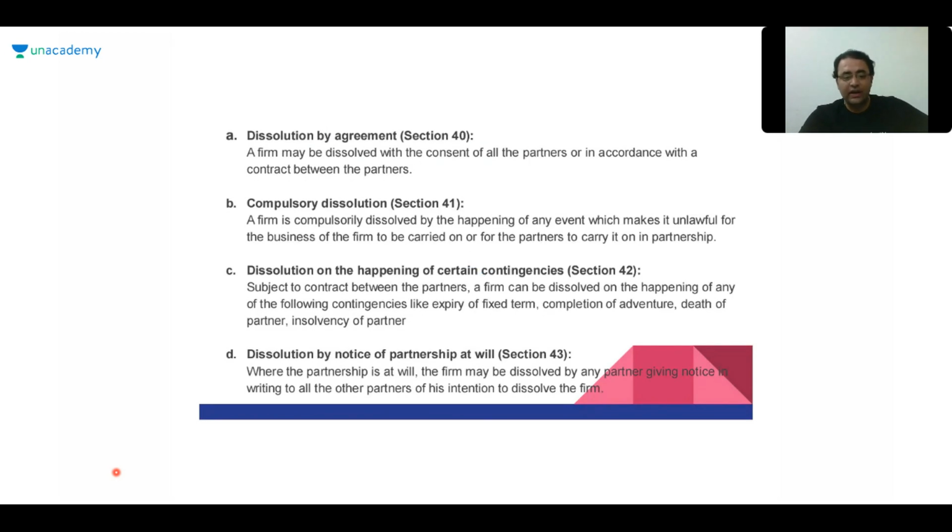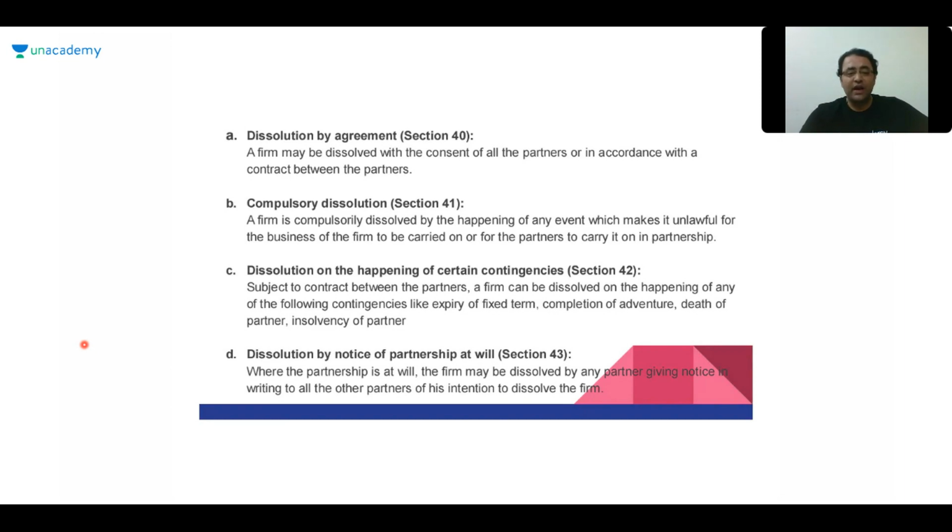Let's quickly run through what it means. Dissolution by agreement. A firm may be dissolved with the consent of all the partners or in accordance with the contract with the partners. Compulsory dissolution. A firm is compulsorily dissolved by the happening of any event which makes it unlawful for the business of the firm to be carried on or for the partners to carry on its partnership. Dissolution on the happening of certain contingencies. Subject to contract between the parties, a firm can be dissolved on the happening of any of the following contingencies, like expiry of the fixed term, completion of adventure, death of a partner, or insolvency of a partner. So if any of these events happen, then the firm can be dissolved due to certain contingencies.